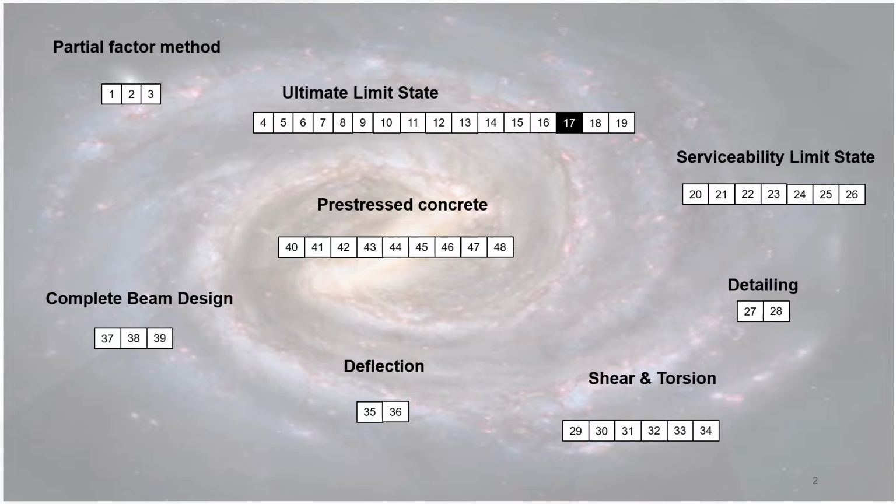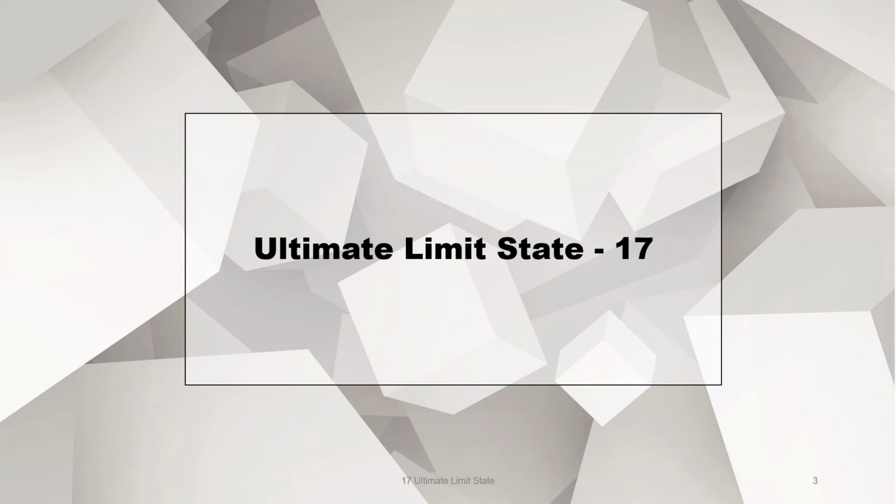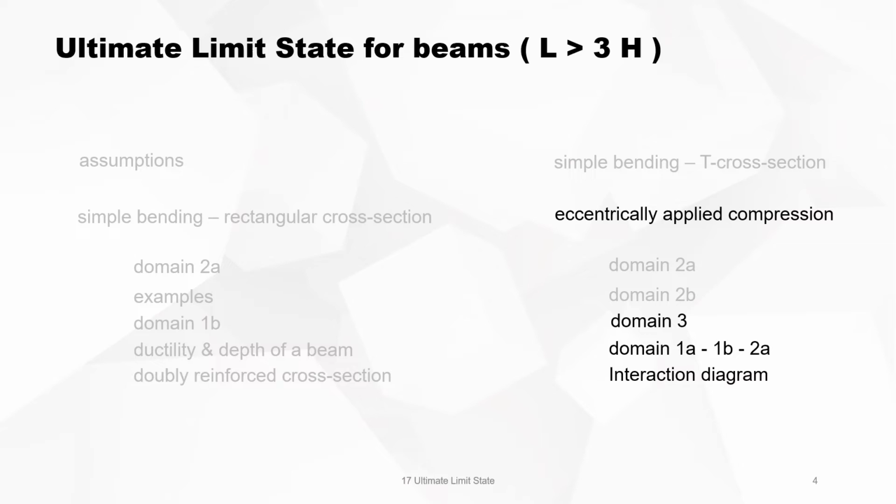This is video 17 in the lecture on the design of reinforced concrete beams. This lecture deals with cross-sections loaded with eccentric applied compression in domain 3. This is where compression is dominant.